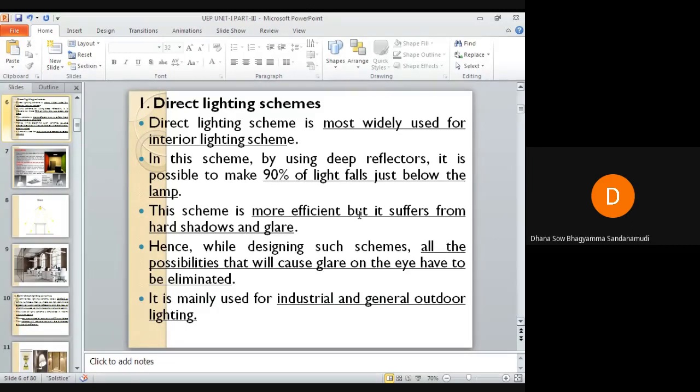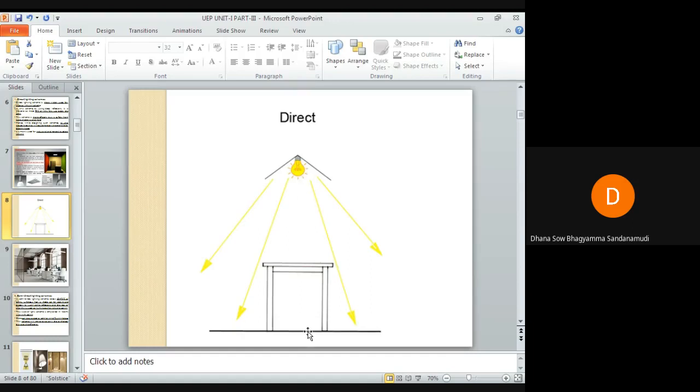If a lighting is direct lighting, most of the light will fall on the surface. This is an example of direct lighting. You can see here a lamp is fixed above the work plane. This is a work plane table. It is fixed above a work plane. 90 to 100% of the light is falling on the surface, not only on this work plane, but the surrounding surface also.